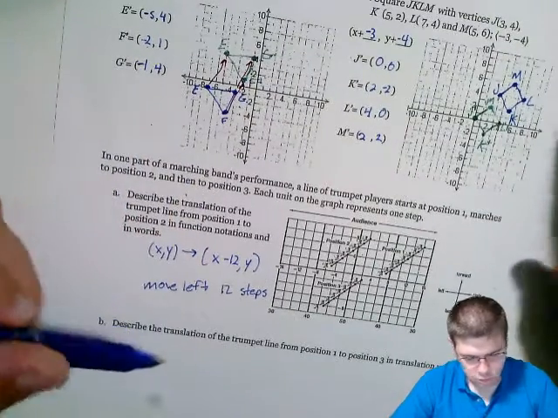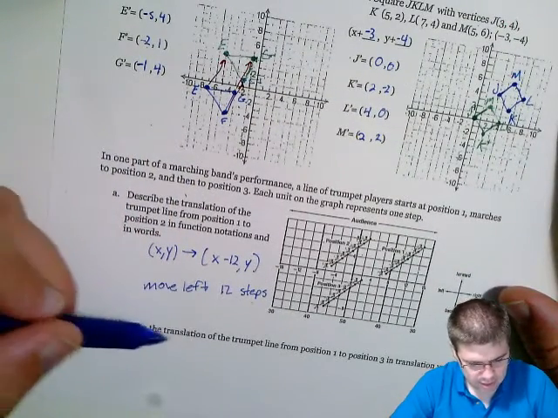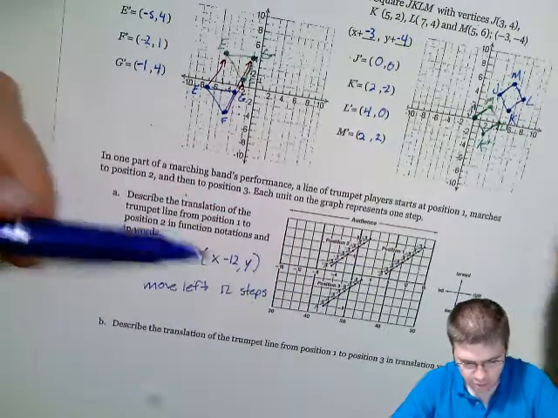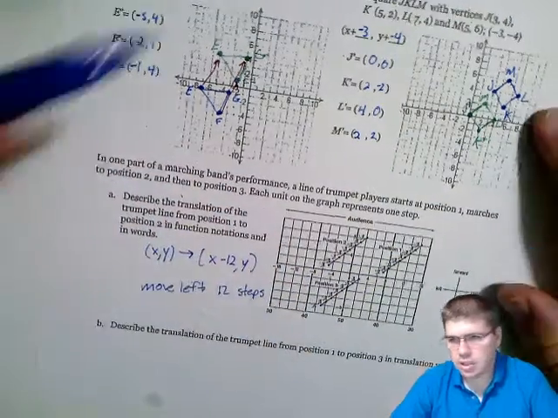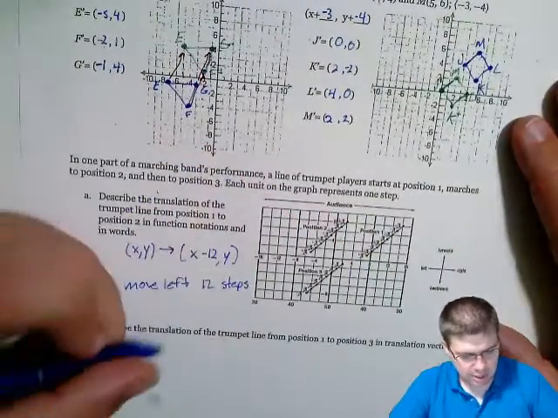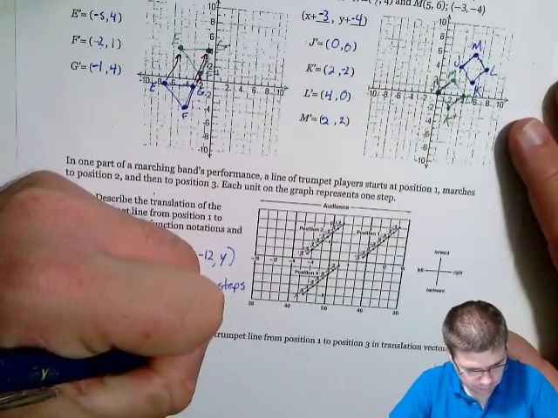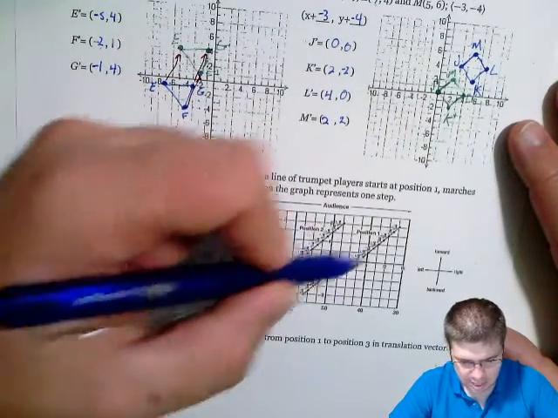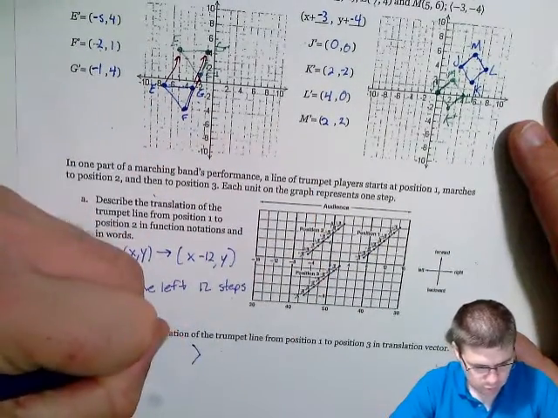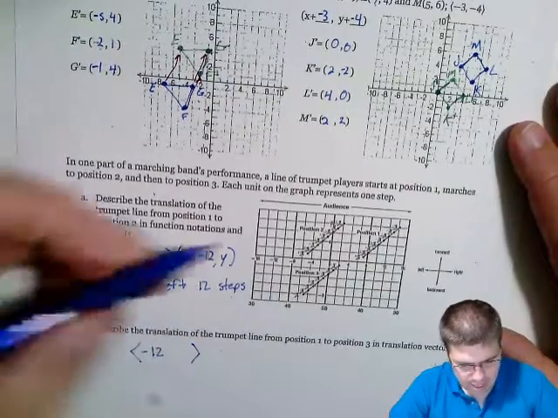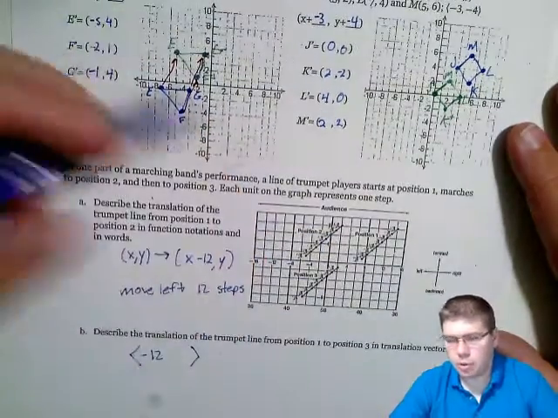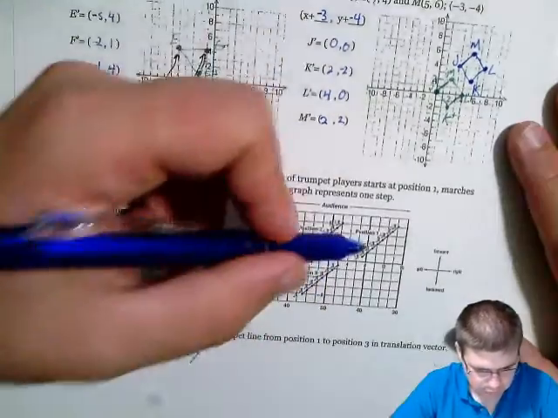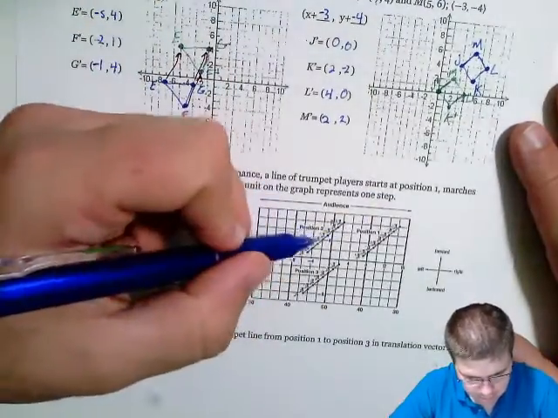Then they want us to describe the translation of the trumpet line from position 1 all the way to position 3 using a translation vector. So what we're going to do here is the vector of both moves all together. So we moved here and down. For x, we've moved -12, and then we want to figure out how far down we've moved, or backward if we're facing this way. Yeah, we're facing the audience up here.